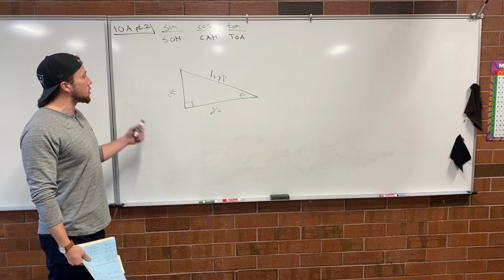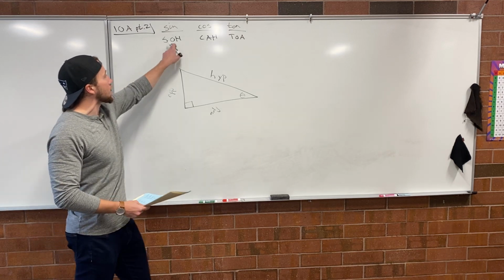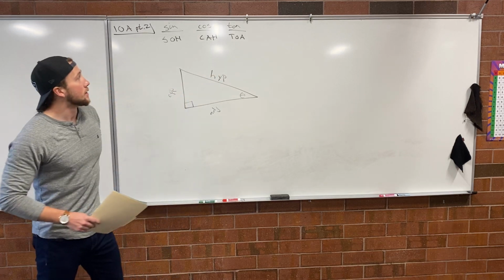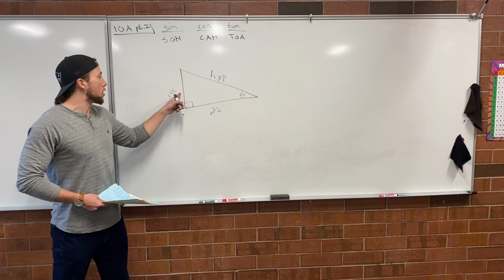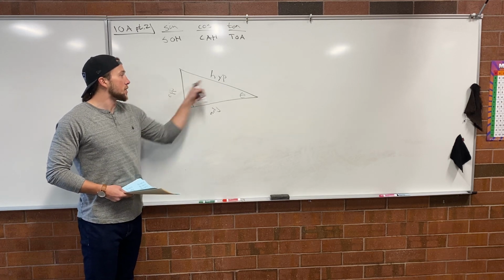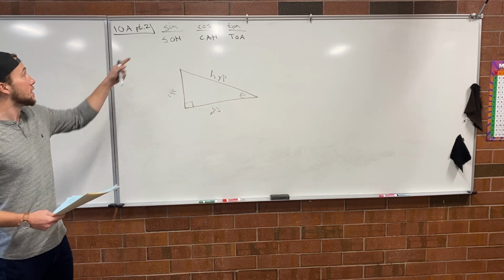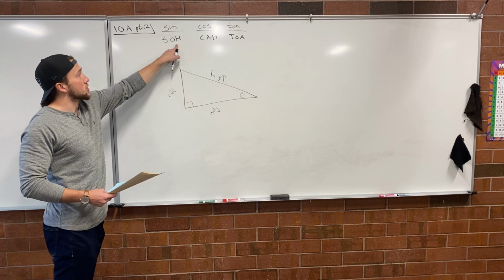What we're going to be doing here is using each of these 3 trig functions, which gives a ratio that has to do with each of these 3 side lengths, okay? We'll start with sine, and that's the SOH, S-O-H.